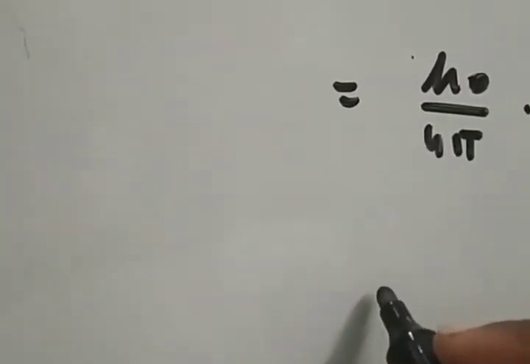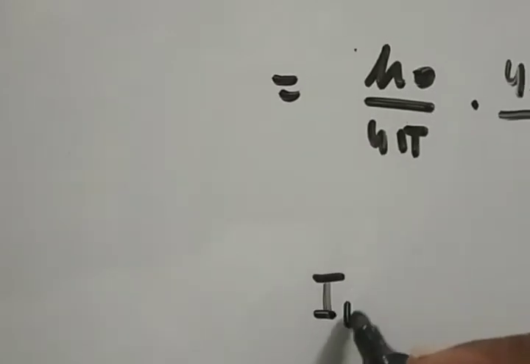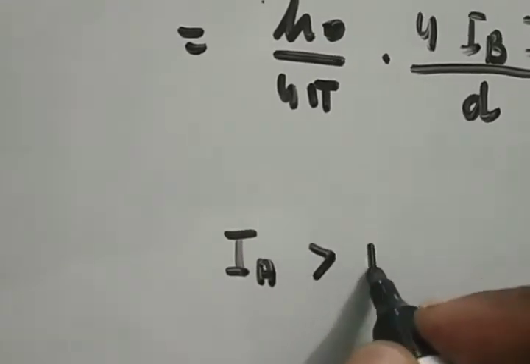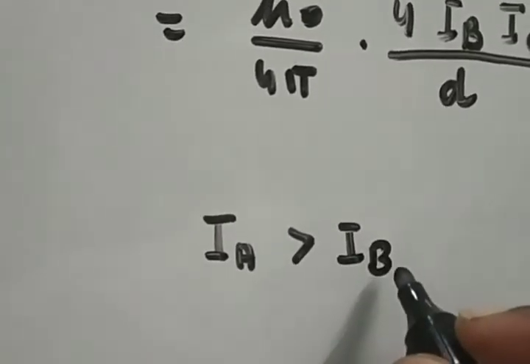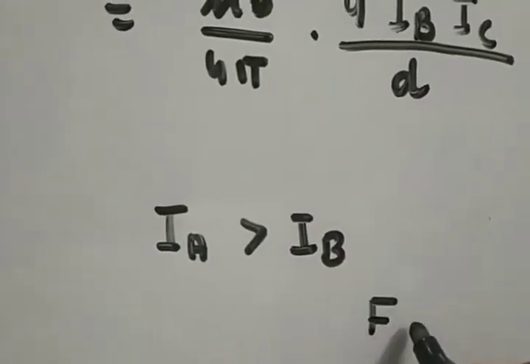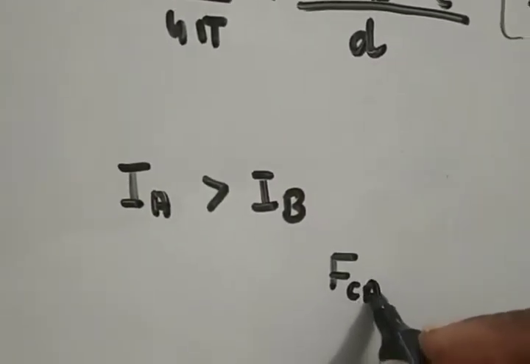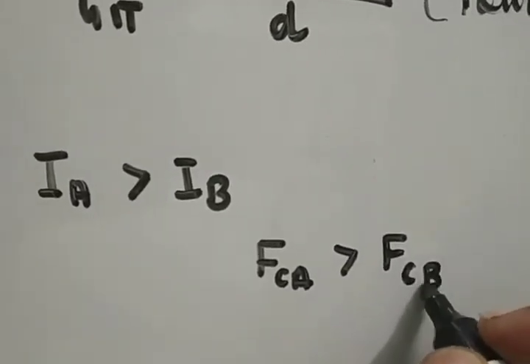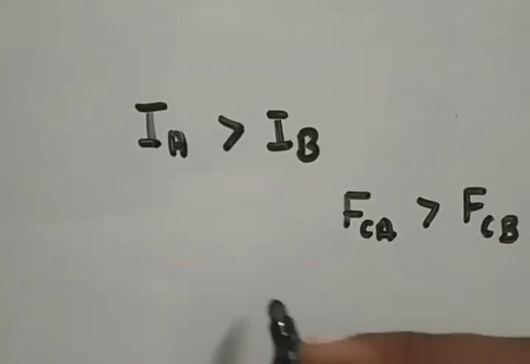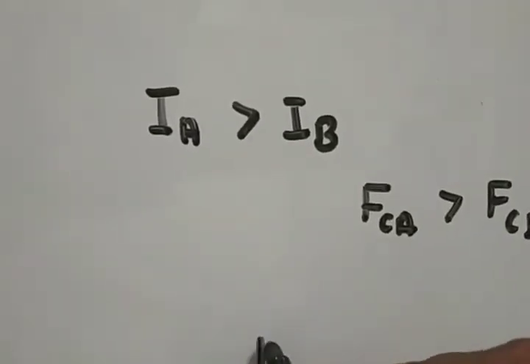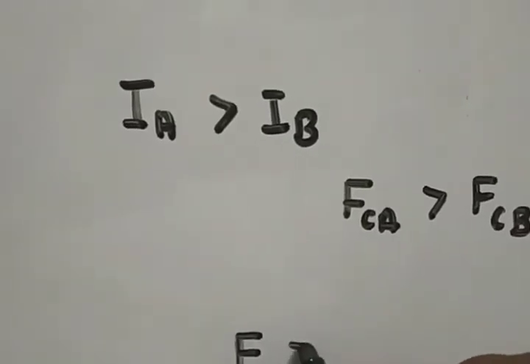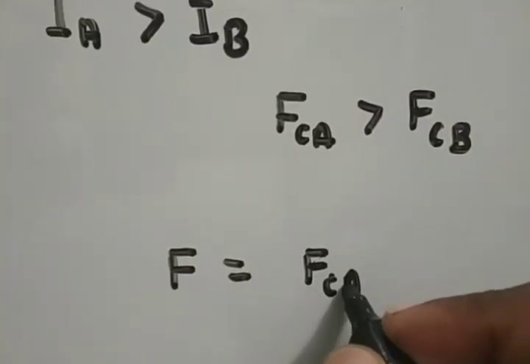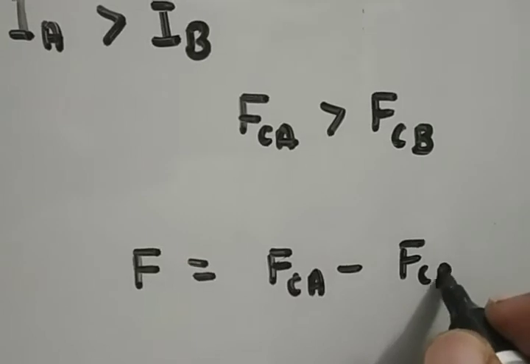Now if we assume that IA is greater than IB, so definitely the force FCA will be greater than FCB. So the directions are opposite, so the net force will be the difference between them. So net force per unit length will be FCA minus FCB.